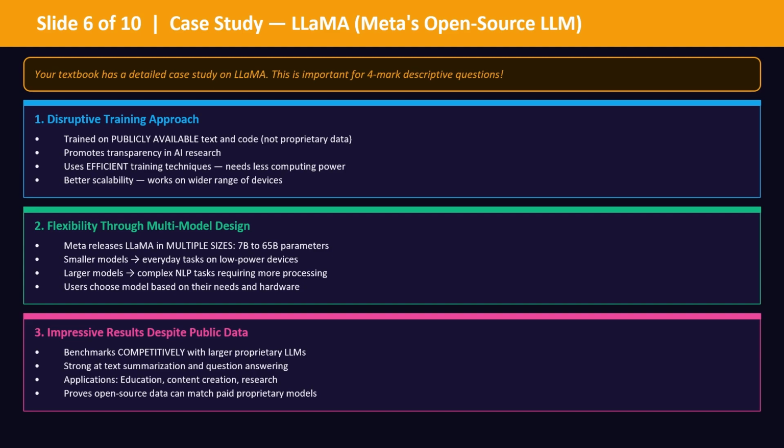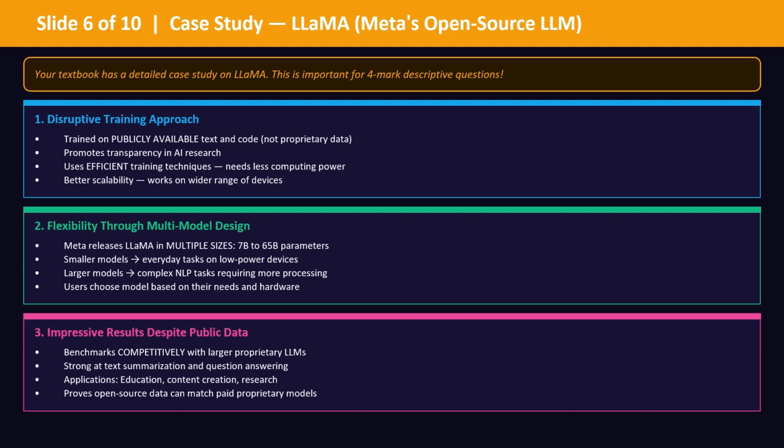Now, let's take a look at a case study on LLaMA, Meta's large language model. This can come as a descriptive question. There are 3 key points about LLaMA. Point 1. Disruptive training approach.